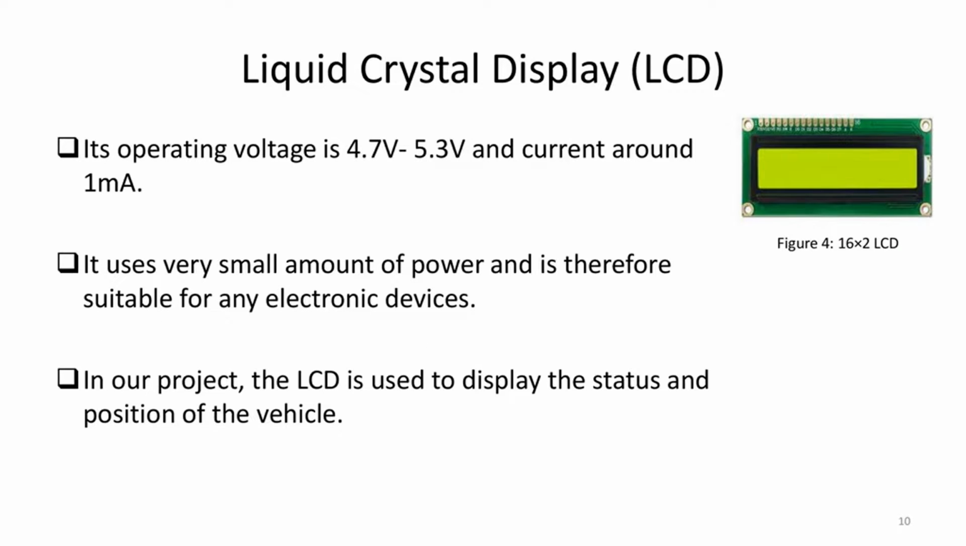Next, we have used the LCD display. In our project, the LCD is used to display the status and position of the vehicle. Its operating voltage is from 4.7 volt to 5.3 volt and it consumes current around 1 milliampere.